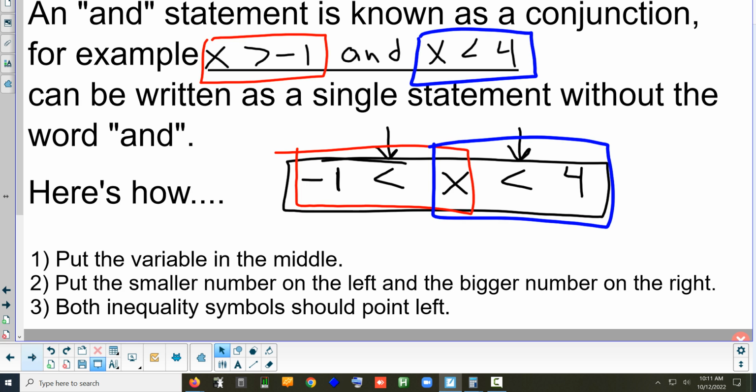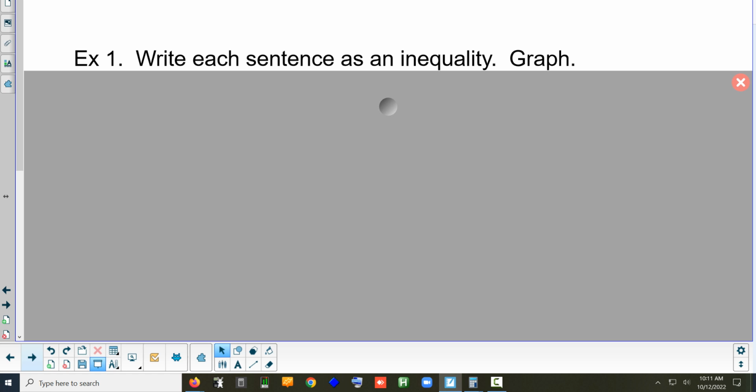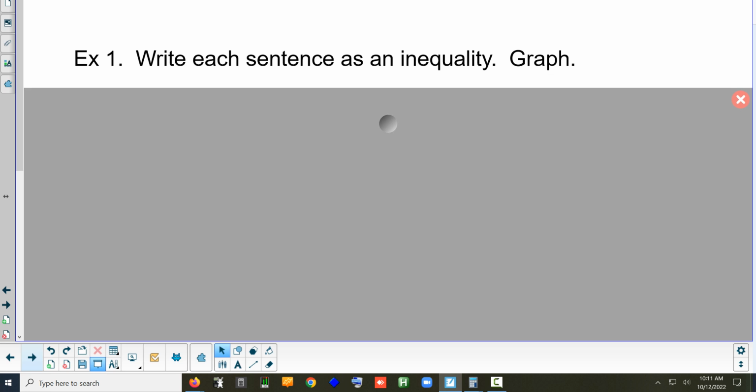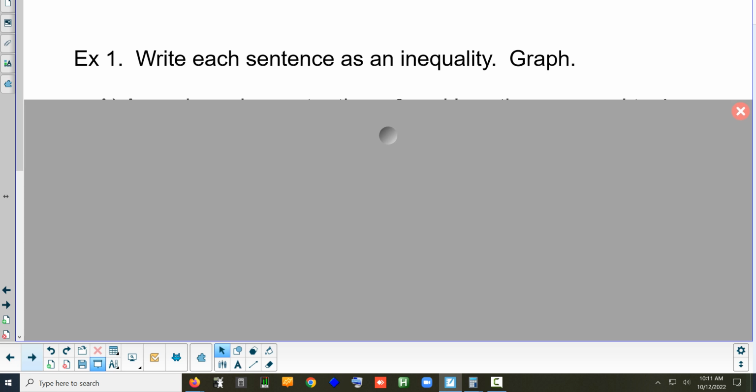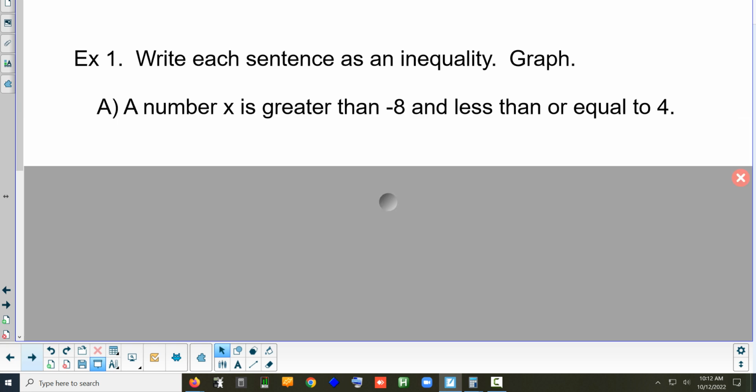All right, so let's try. I think as far as the notes for explaining things, that's it. So now we just have, I think, four examples. It says write each sentence as an inequality and then graph. Okay, do you guys already have the number lines on your paper? Yeah. Okay, perfect.